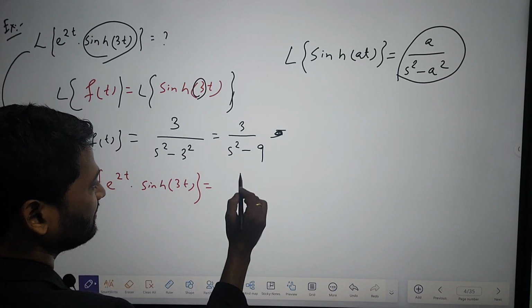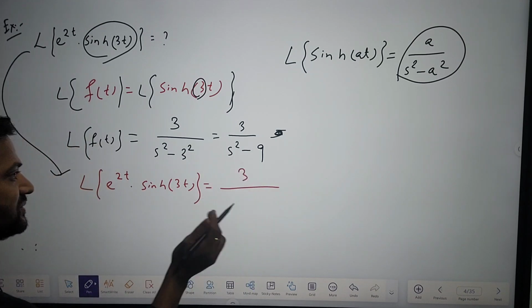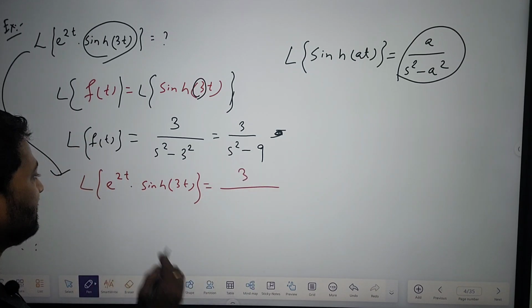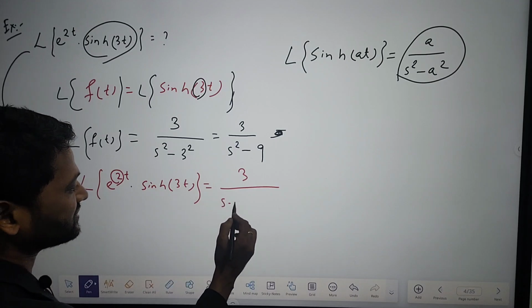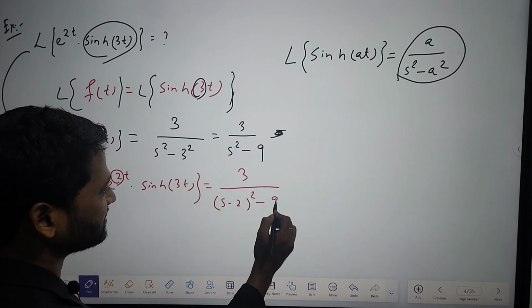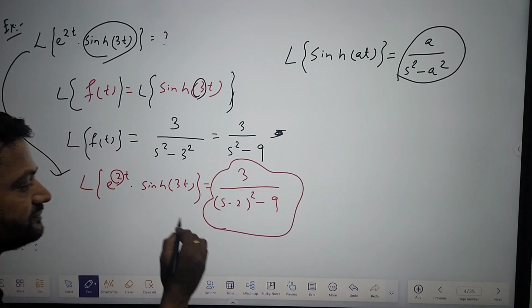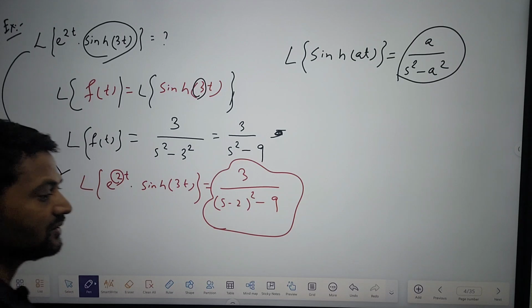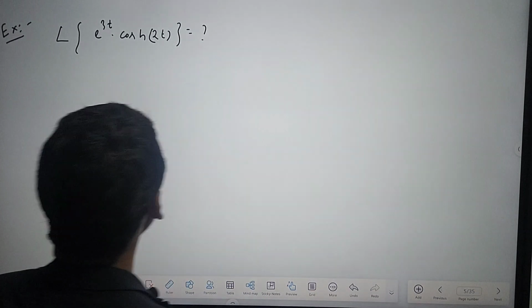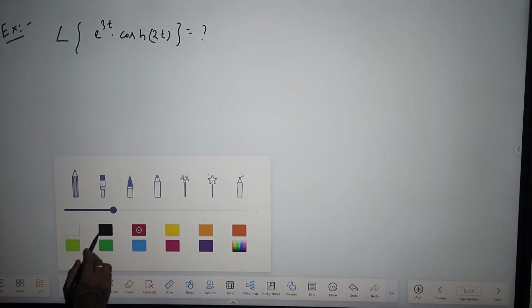Then what to do? In place of s you just write s minus a, which is 2 here. So s minus 2 whole square minus 9, this is your answer. Okay.